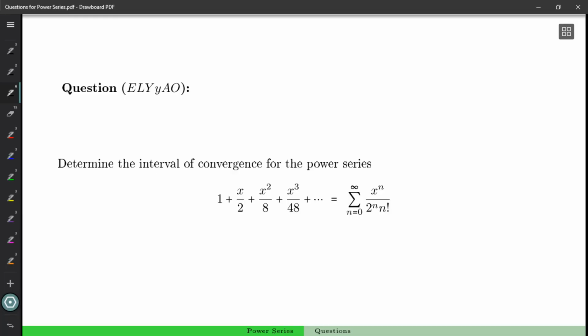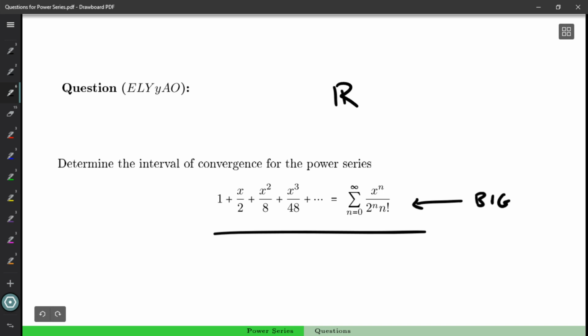Determine the interval of convergence for this power series here. So we're adding up, we've got our unknown x to the n over 2 to the n times n factorial. Now, I look at that, and this is just a guess right now. We'll have to do the math to back it up, but I think 2 to the n factorial grows really, really, really, really big, way bigger than any x to the n will. So I'm going to guess that the interval of convergence is going to be all real numbers.